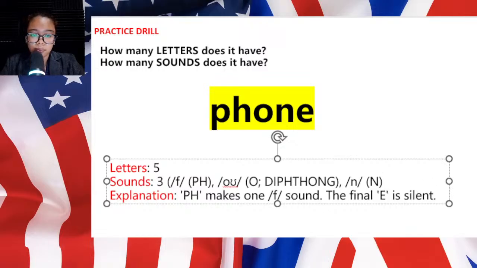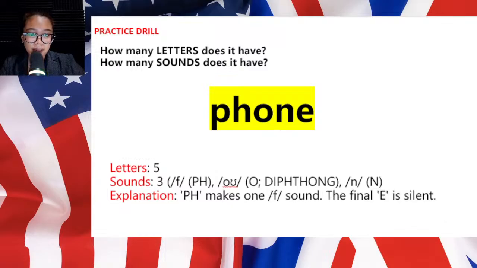PH makes one F sound, as mentioned here in the explanation. Again, this is a common digraph where two letters represent a single sound, and the final E is silent. It is part of the spelling, but it is not part of the sound. So in phone, we have five letters but only three sounds. This word is a fantastic illustration of both: many letters can make one sound, with PH, and more letters than sounds due to the silent E and the PH digraph.